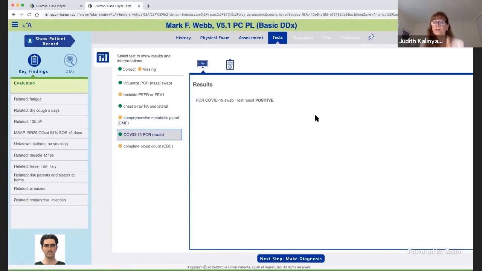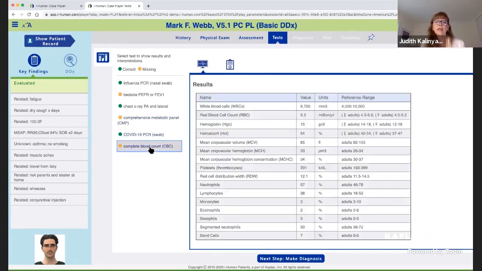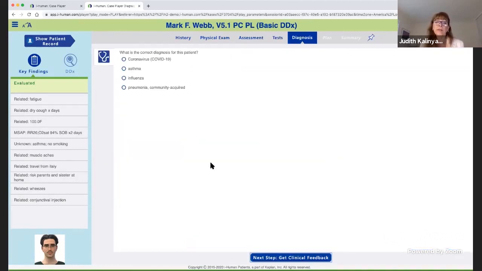Here we come back with his COVID test being positive, and the CBC doesn't look all that out of the ordinary. So with that, we have to make a diagnosis. Is it a slam dunk? Okay, I think so. It would be unusual to have a false positive for COVID, but you can get false negative tests.